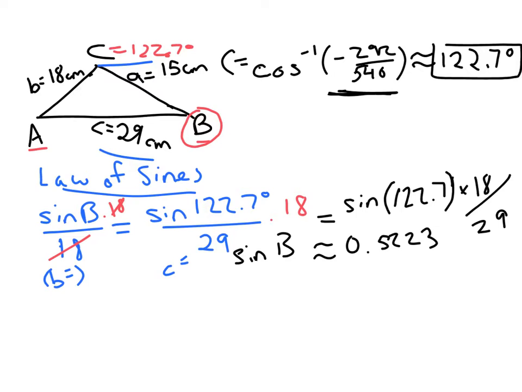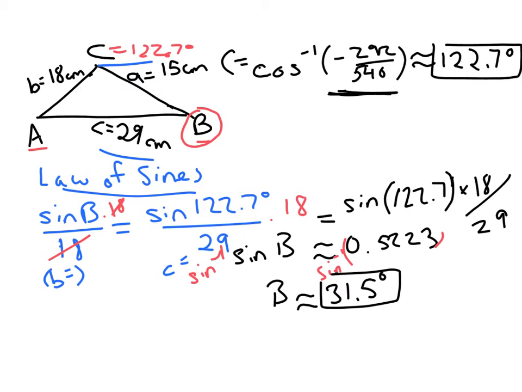So to find the actual angle B, take inverse sine to both sides. Take inverse sine of that, and there you get about 31.5 degrees. And notice that's the only possibility, because if you think about it, we're looking for where sine is about 0.5. So that's going to happen twice. It'll happen in quadrant 1, and it'll happen in quadrant 2. We just found this angle to be 31.5 degrees.